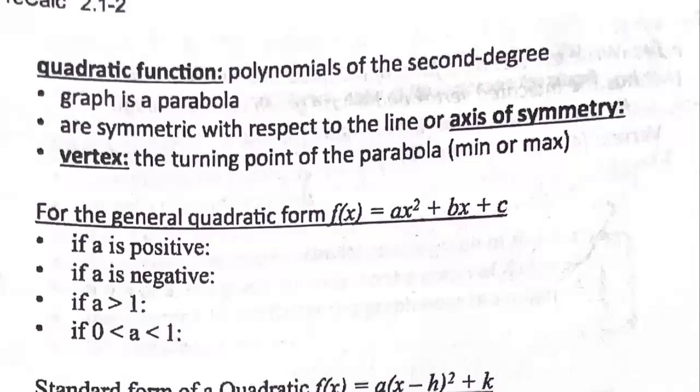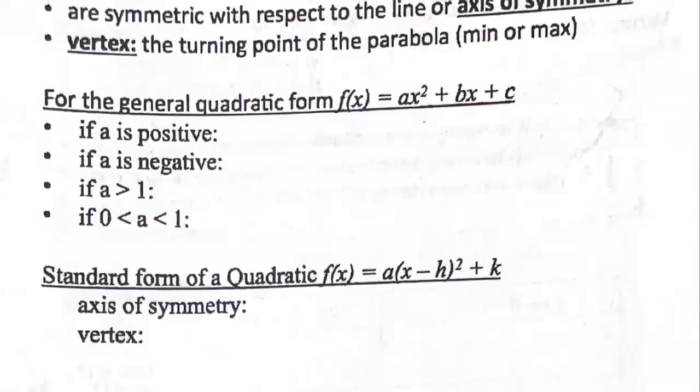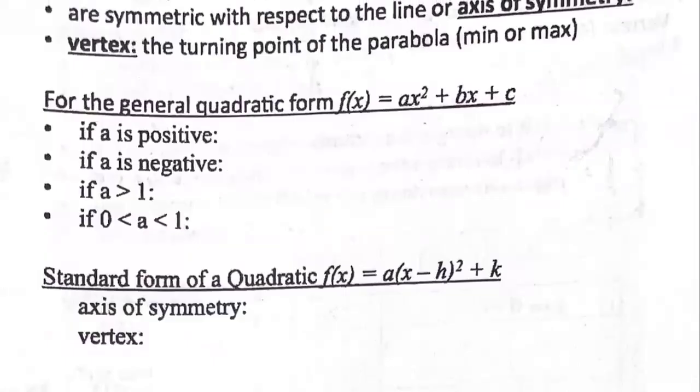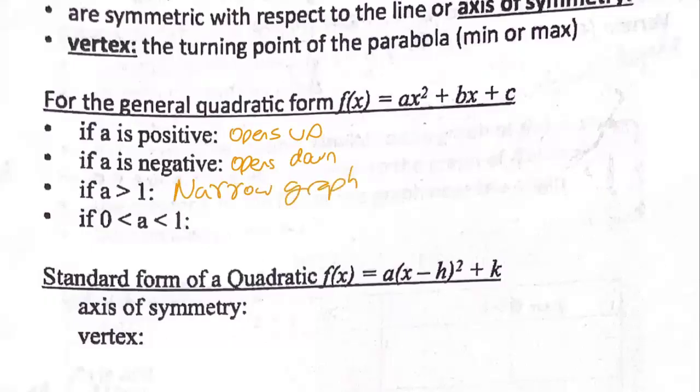Okay. So for the general quadratic form, we have f of x is equal to ax squared plus bx plus c. If a is positive, it opens up. If a is negative, it opens downward. If a is greater than 1, you're going to have a narrow graph. If a is between 0 and 1, it's going to be a widened graph, wide.